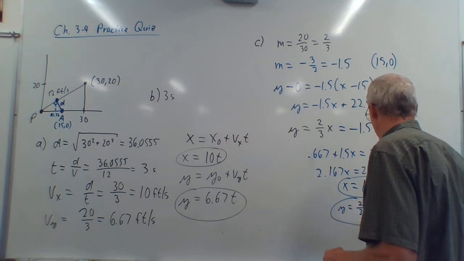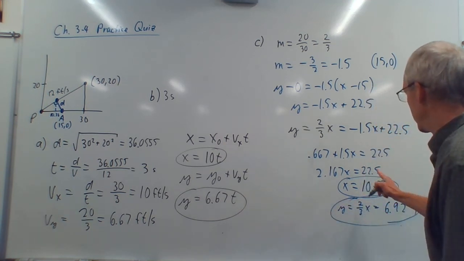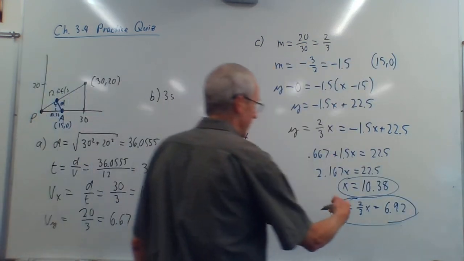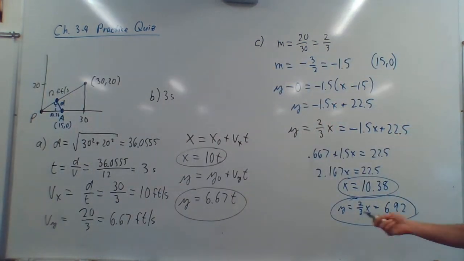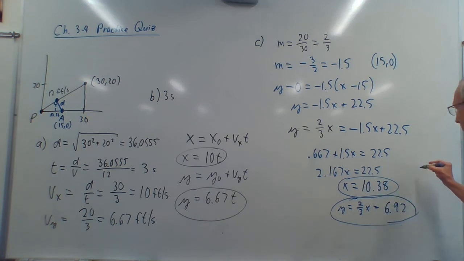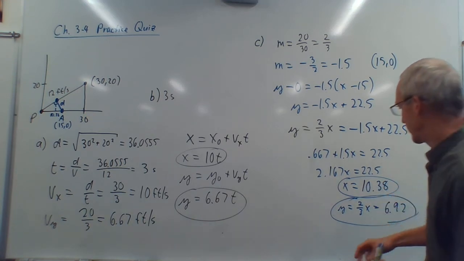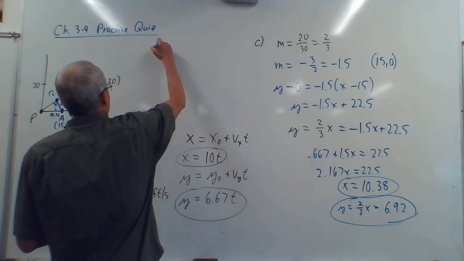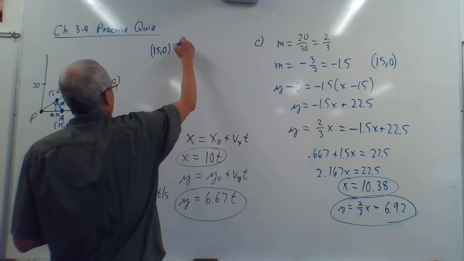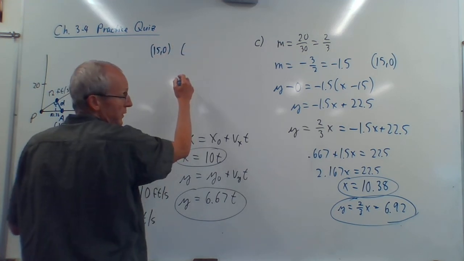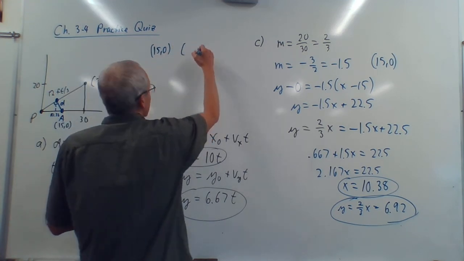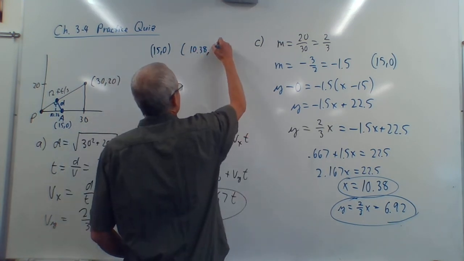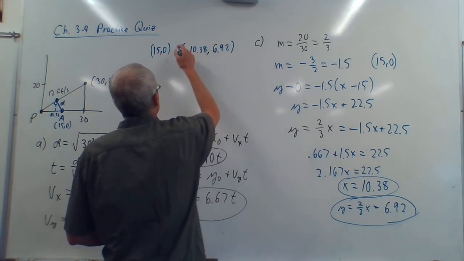All right, so now we know the point. Now we've got to find the distance between 15, 0 and that point. That's the last step. How far are they? I'll do that up here. So we have 2 points. Ava's at 15, 0, and they're closest when Parker's at 10.38, 6.92. So what is the distance between those 2 points?